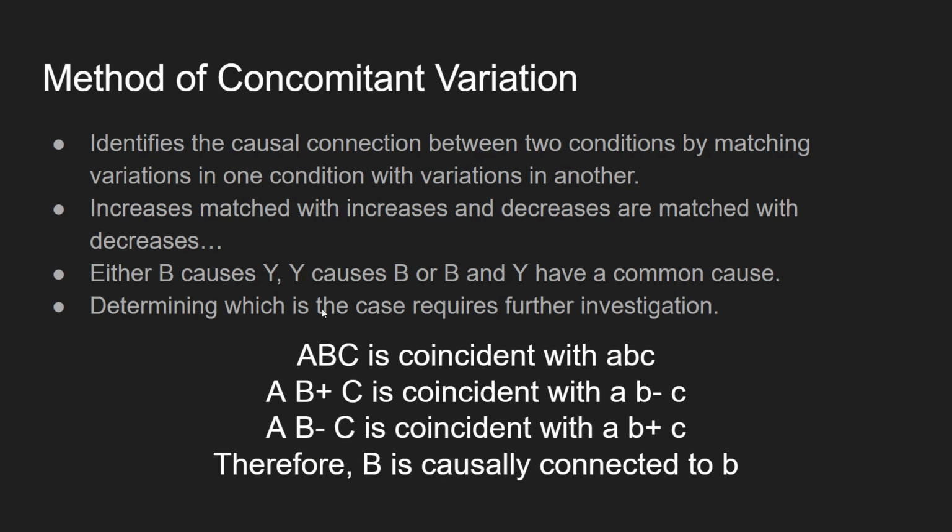So just going through the bullet points to recap so far: it identifies the causal connection between two conditions by matching variations in one condition with variations in another, increases matched with increases and decreases matched with decreases. So either B causes Y, or Y causes B. I don't think we've come to that yet, so let's move on.